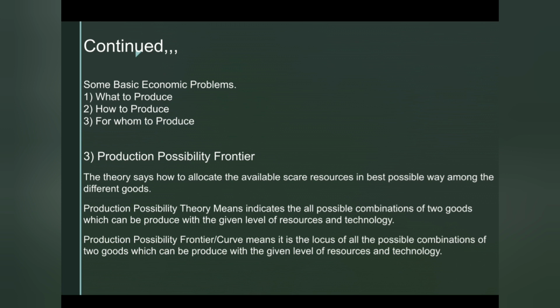And the production possibility frontier is nothing but the production possibility curve. It is the curve which we can draw by the locus of all the possible combinations of two goods which can be produced with the given level of resources and technology. This curve is formed by locusing all the possibilities of two goods which we can produce with a given level of resources and technology. So this is what we have discussed in today's class.